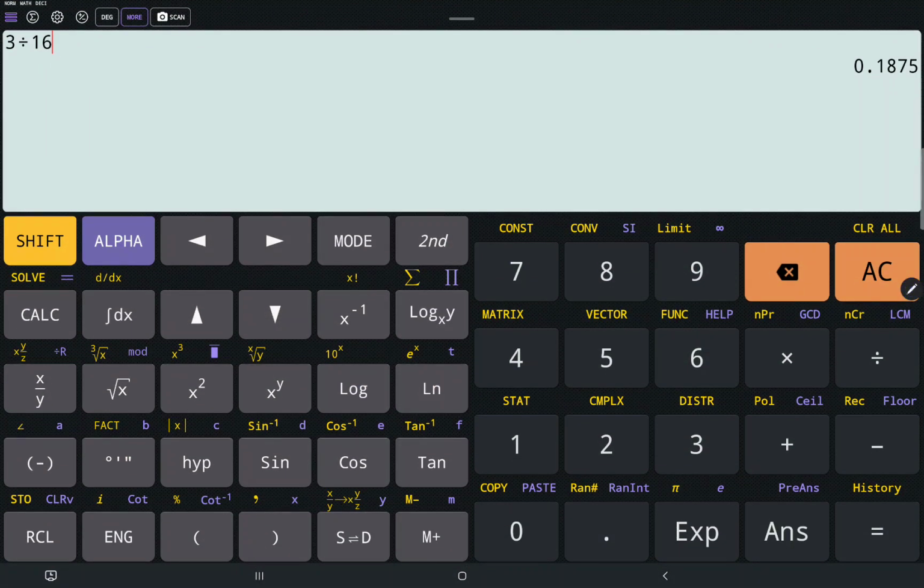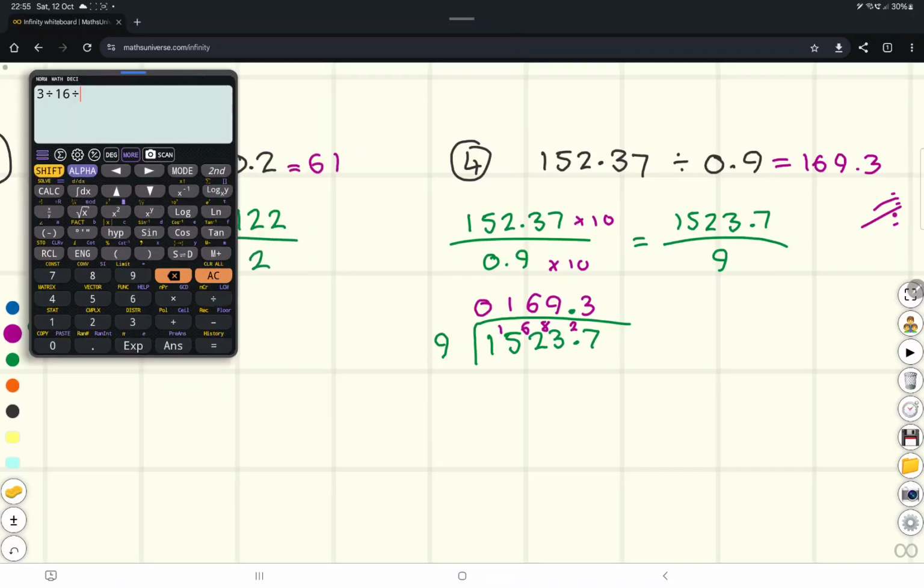So all we'd do on a calculator is we would type the question in there, exactly like it appears. You can either use the fraction button or just type it in. I'm going to use the fraction button. 152.37 down to the bottom of my fraction, divide by 0.9, and we can see 169.3 is correct, and I can move on.